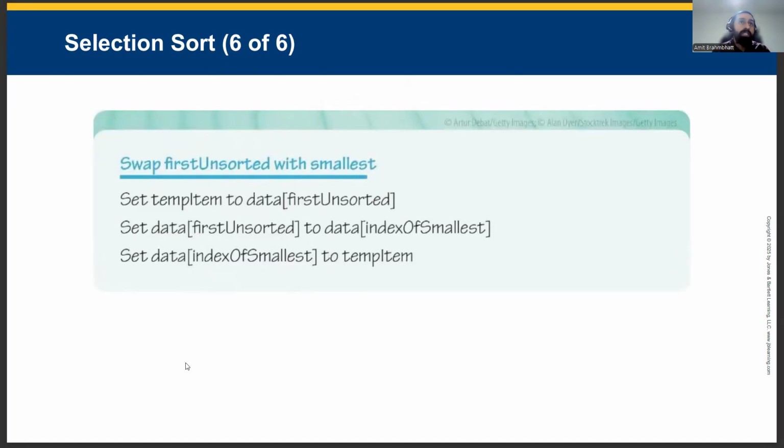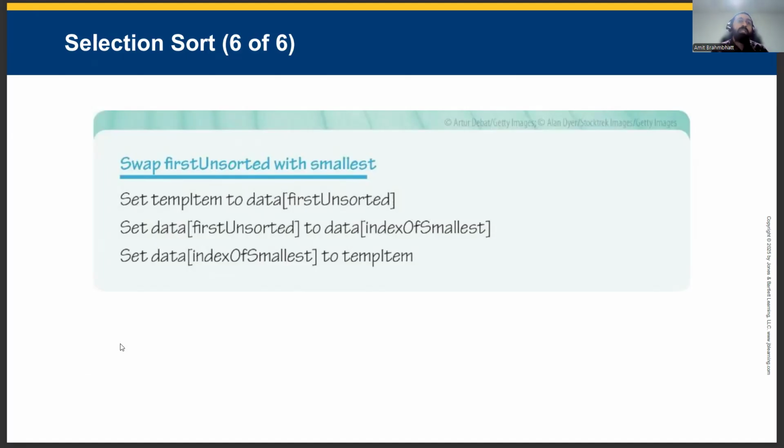So the final slide on selection sort is about swapping the first unsorted with the smallest. And here we see the 3 lines of this algorithm, the pseudocode that says set the temp item to data at first unsorted, then set data at first unsorted to data at index of smallest, and then set data at index of smallest to the temp item. So here we see use of the temporary variable to do the swap operation of the selection sort.